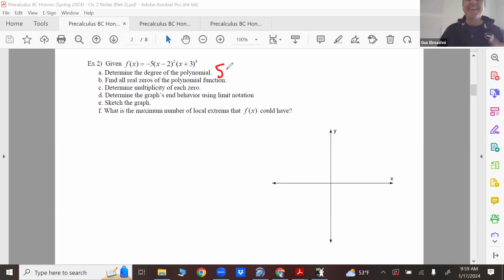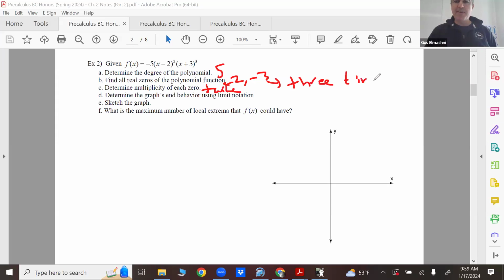My apologies. Find all the real zeros. Yeah, that's easy. That's 2 and negative 3. The 2 has a multiplicity of twice. Negative 3 is 3 times, or if you want to use thrice, if you want to be kind of cool that way, 3 times.